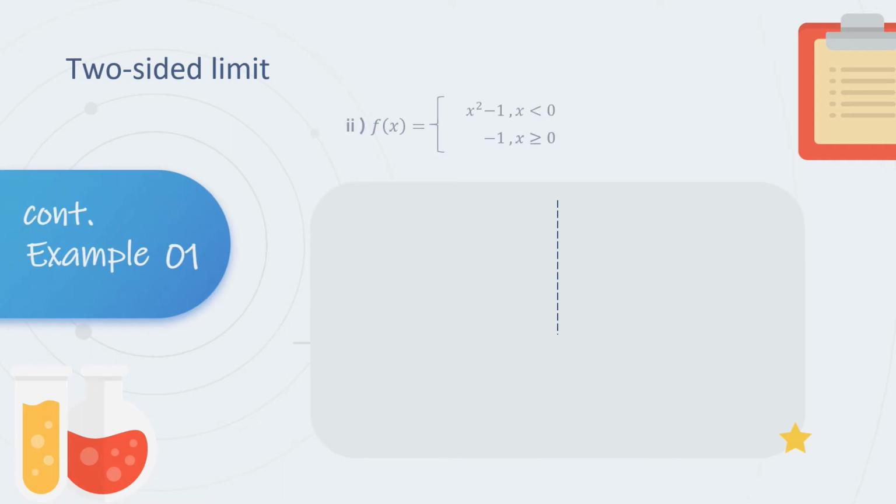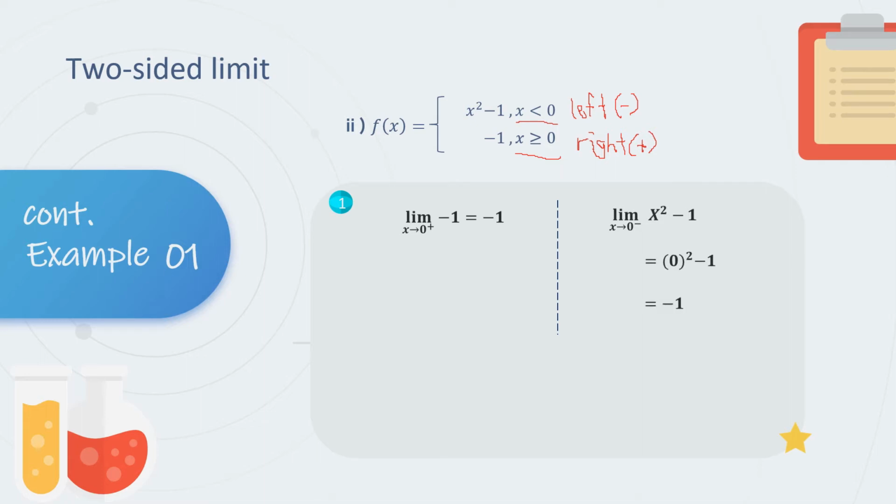Does the following function have a two-side limit? In this question, you need to consider the value of x. If the value of x is less than 0, it is a left-side limit. However, if the value of x is greater than 0, it is a right-side limit. Hence, the limit of both functions when x approaches 0 is equal to -1 at the left-hand and right-hand limits. So, it is a two-side limit.